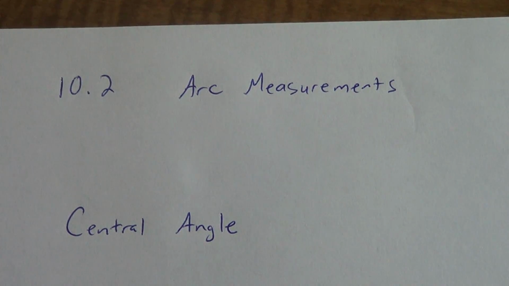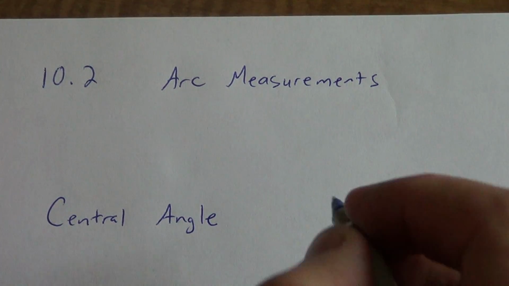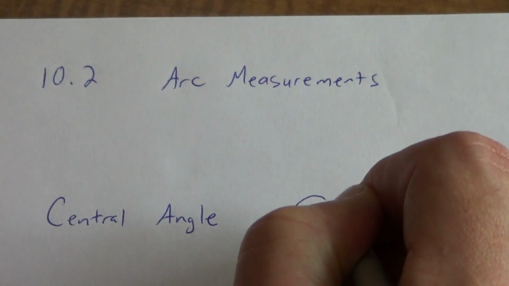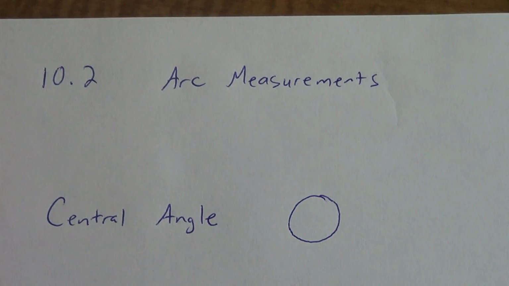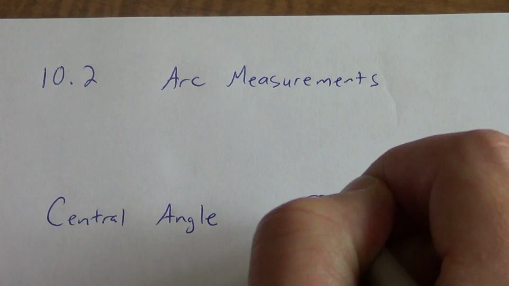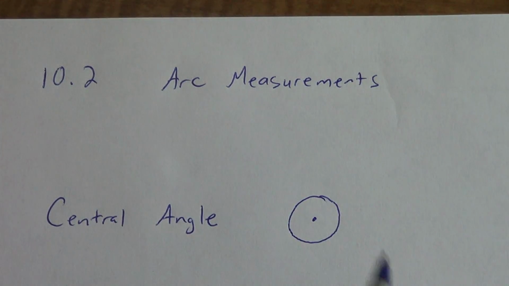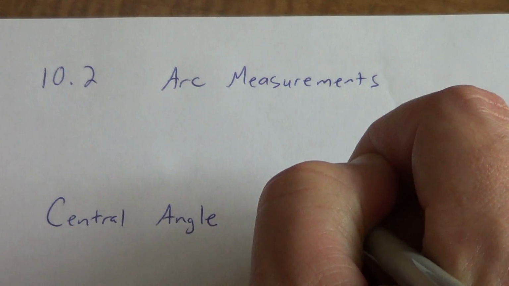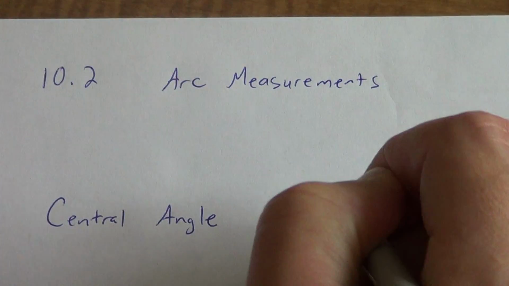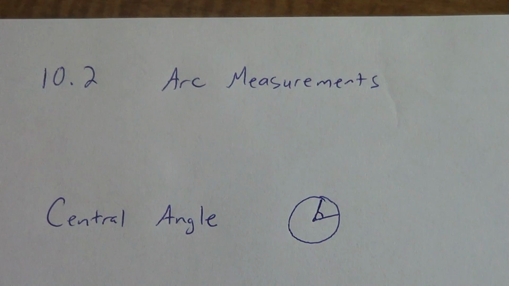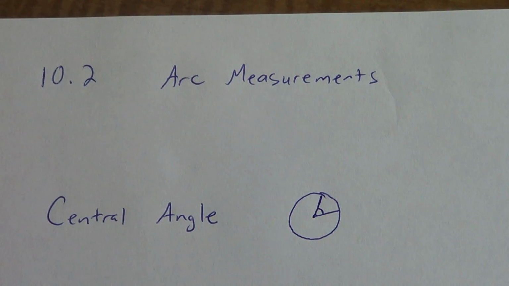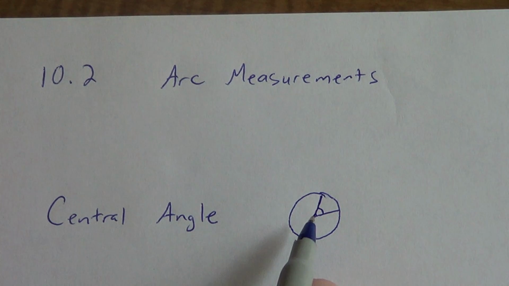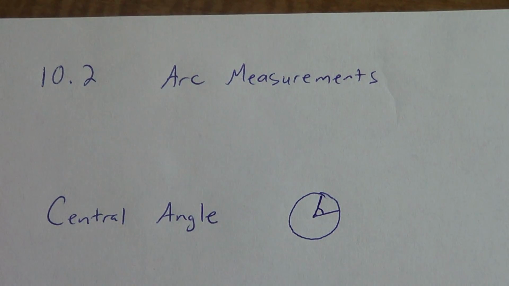Alright, so a central angle, let me draw it for you and then describe it. This whole chapter is about circles. And here's the center of my circle. Center goes with central. Then I'm going to draw an angle. Okay, so there's my angle. That's a central angle. A central angle is an angle whose vertex, remember the point of the angle is called the vertex, is at the center of the circle. That's what a central angle is.